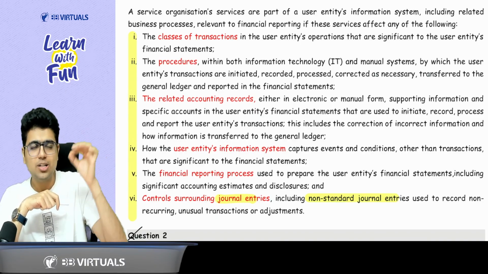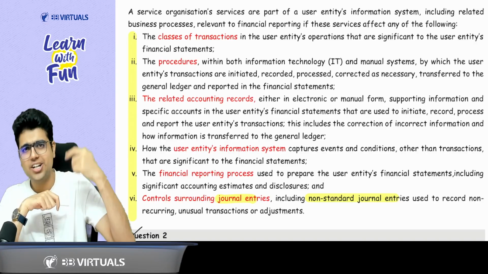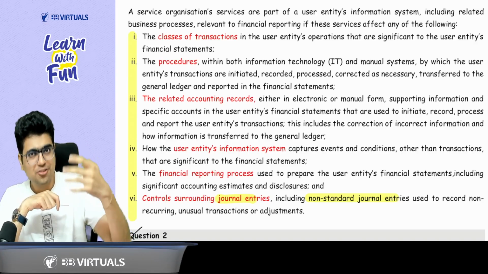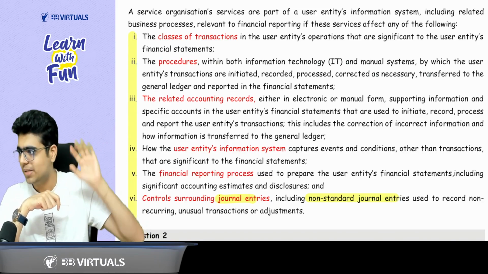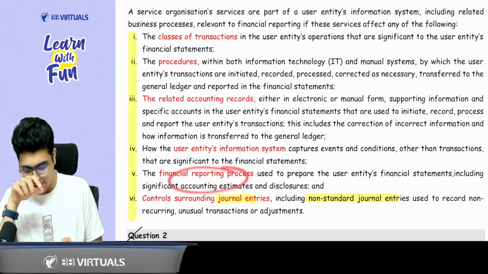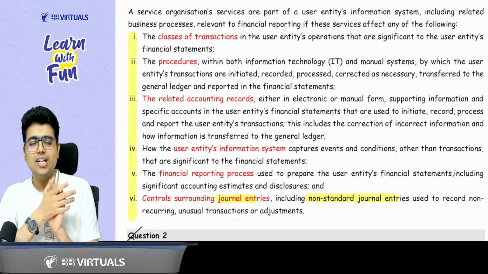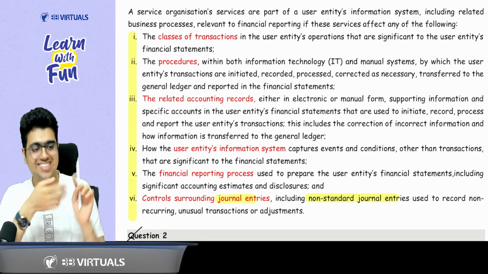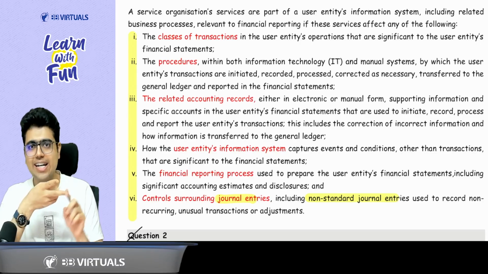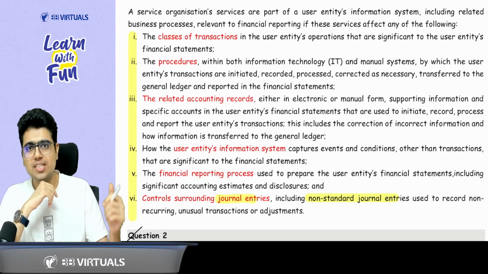manual or automated, through which the transactions are initiated, recorded, processed, rectified, transferred to the general ledger, and ultimately posted in the financial statement. Lastly, you will talk about the financial reporting process and the journal entry, including the non-standard journal entries, that is UNU. UNU means adjustment entries, non-recurring entries, and unusual entry. Is this concept crystal clear?